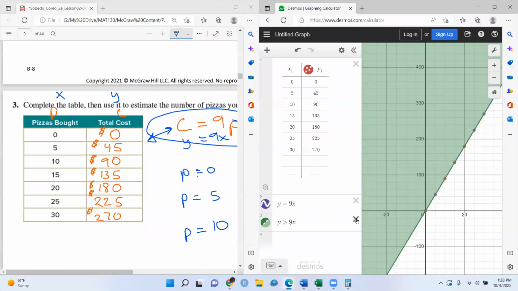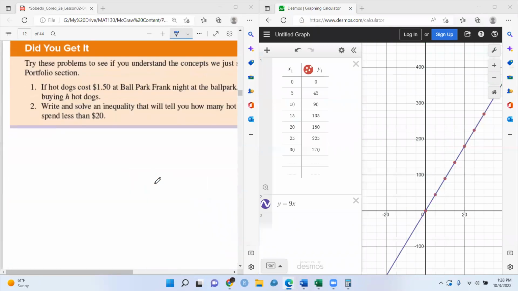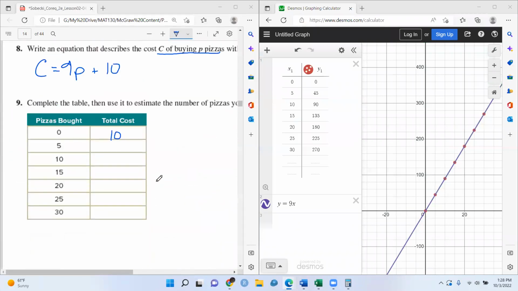So I'll go back to this table so I can look at them both at the same time, and we'll fill in that mess. So the 5 pizzas that initially cost $45, they're now $55. The $90 becomes 100, and then 145, and then 190, 235, and then 280.